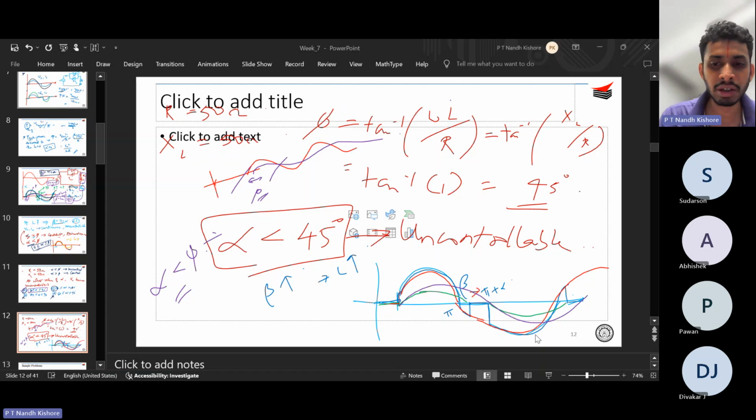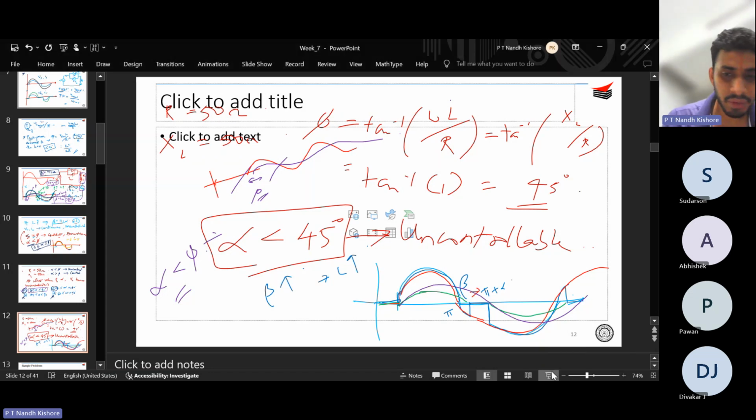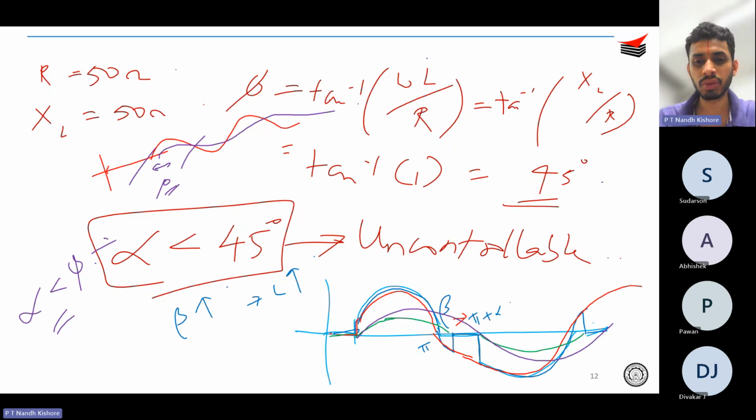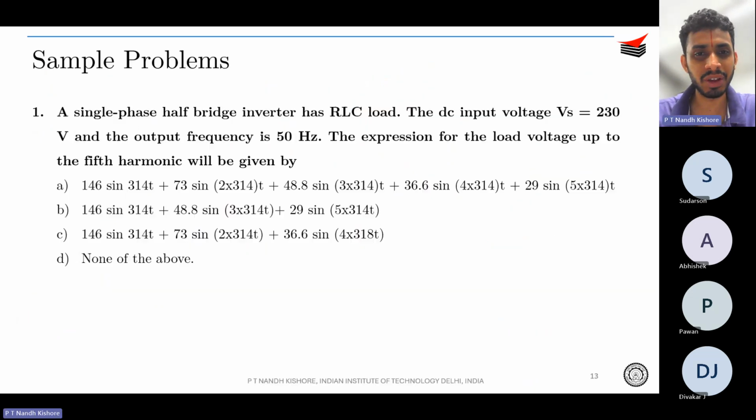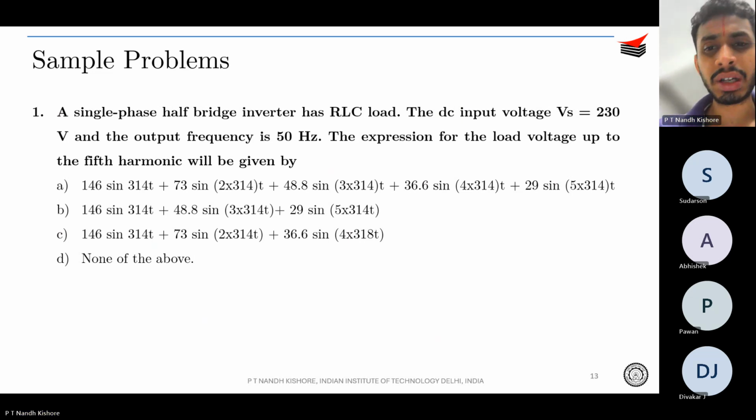I guess. Okay. So if this is fine till this point, we can go ahead with the rest of the problem. So we have discussed enough theory, so we will go into a bit of problem solving. A single phase half bridge inverter has RLC load. The DC input voltage Vs is equal to 230 volts and the output frequency is 50 hertz. The expression for the load voltage up to the fifth harmonic will be given by what?